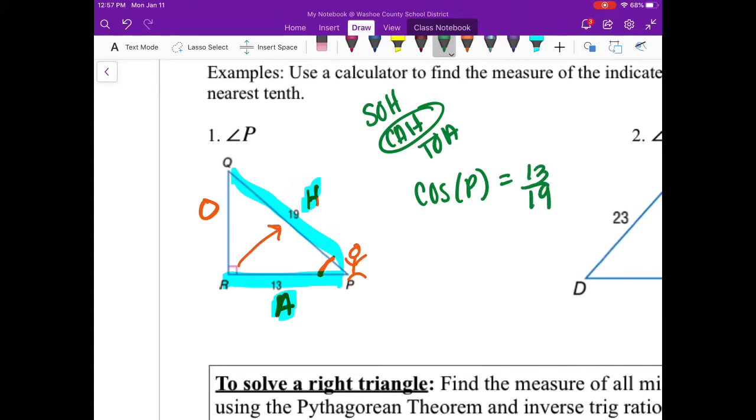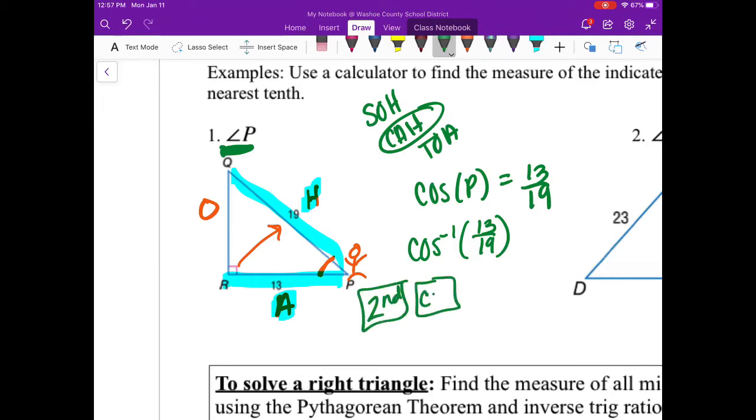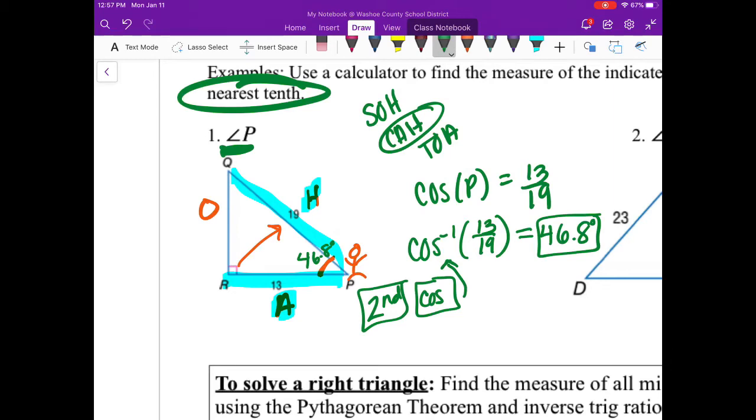So first I set up my ratio just like I've been doing, but then to find the angle, and when you're looking for an angle every single time, you're going to apply this inverse to it. So on your calculator, you should be finding the second button and then the cosine button, and then you should see that. And then when you enter it as 13 divided by 19, I'm going to go with 46.8 degrees. So you just found the measure of angle P, 46.8 degrees. Okay, and I'm rounding to the nearest tenth because that's what it's asking me to do.